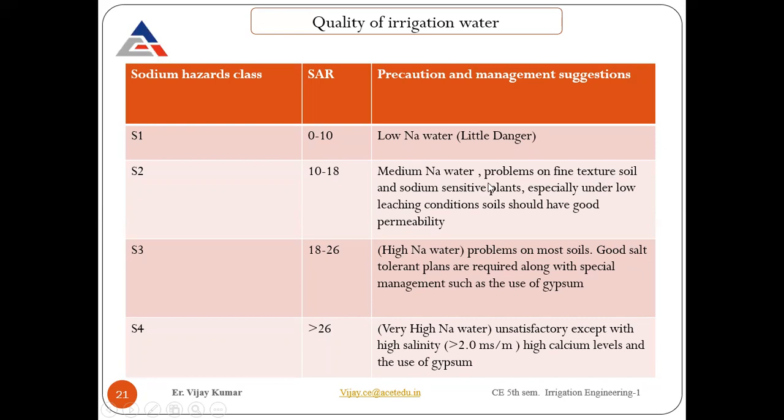Problem on fine texture soil: obviously in fine texture soil, it will create some problem. And for sodium sensitive plants, those plants having a problem with sodium, like some people have a problem with something, plants also have some sensitivity with the different compounds or components available in the soil, especially under low leaching condition. Means somewhere we have a good leaching condition, but somewhere we don't have a good leaching condition.